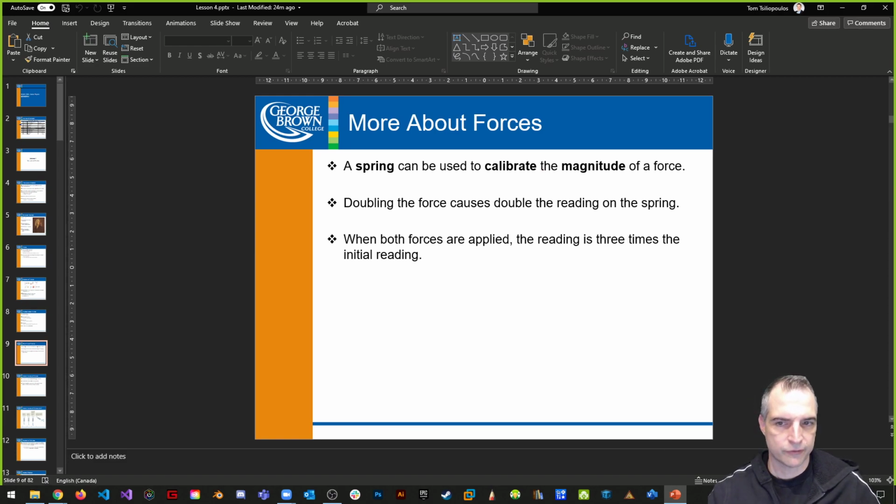There's other kinds of forces as well. For example, the forces of a spring. We can calibrate the magnitude of a force using a spring as well. How much can a force exert from a pushing perspective or a pulling perspective? We can use springs to help us measure forces.